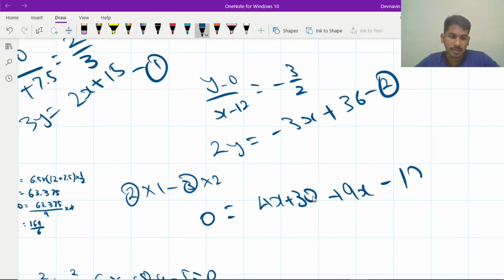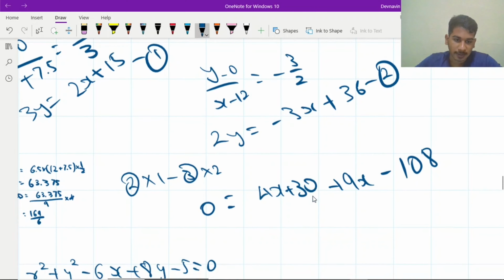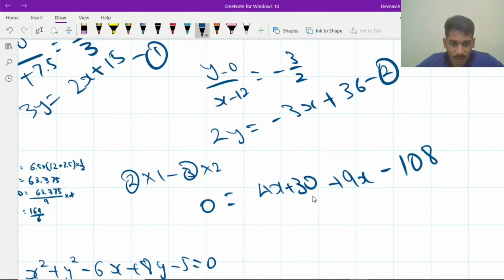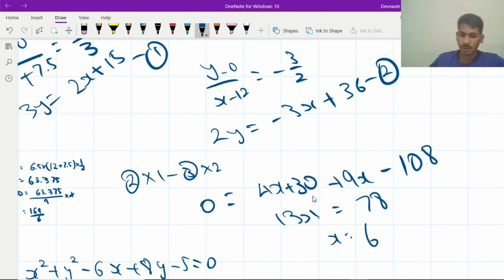Then let's move all the non-x terms to one side. So we're going to have 13x is equal to 108 minus 30, 78. I'm not sure how this is going to work. 78 divided by 13, 6. There we go. Now we got the answer that we were looking for. So I would say my logic is not wrong, but take my word for it.